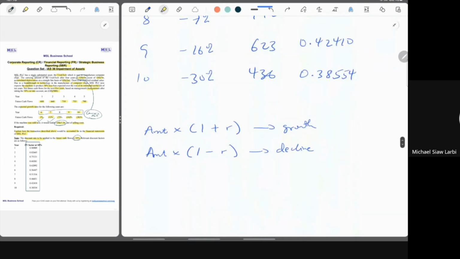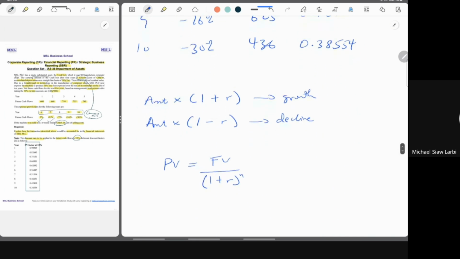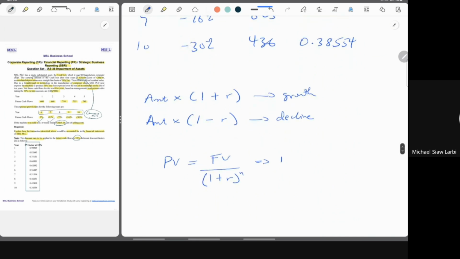In time value of money analysis, your present value basically equals your future value divided by 1 plus your rate to the power n. This can be written as your future value times 1 over 1 plus r to the power n. So technically, the discount factor is this component that we have here. That is your discount factor. That's what really is happening at the back end, right? So we need to remember this.